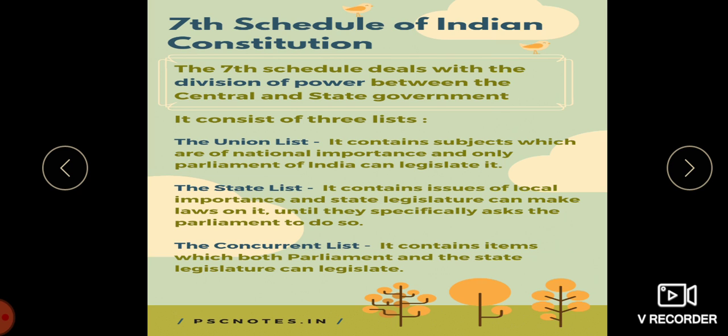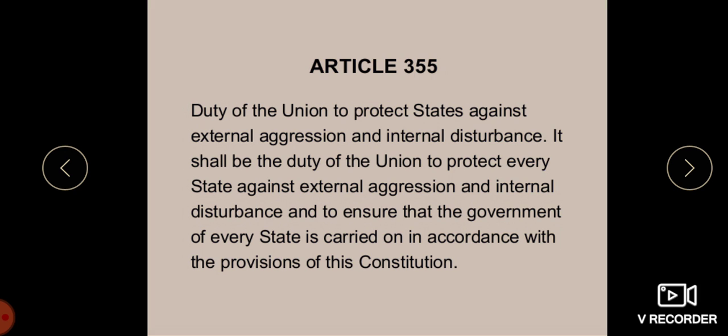When we move to the state list, it contains issues of local importance and the state legislature can make laws on it unless they specifically ask the Parliament to do so. Thirdly, the concurrent list. It contains items on which both Parliament and the state legislature can legislate. So, next we will move on to the role of the central government.